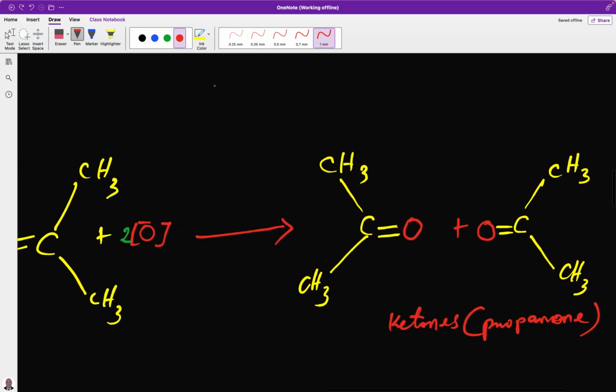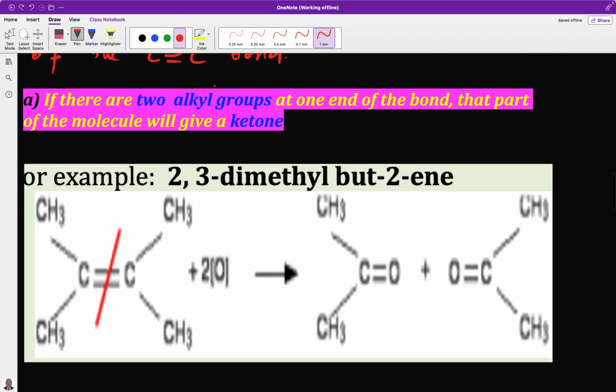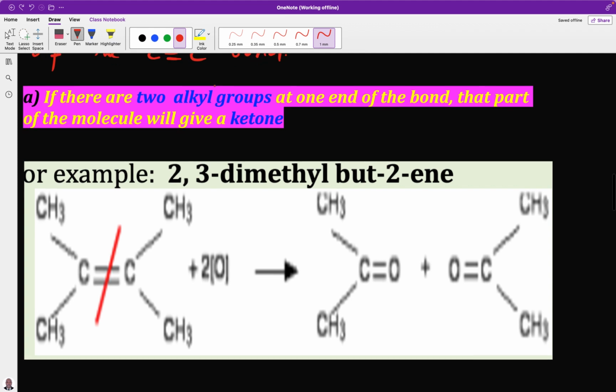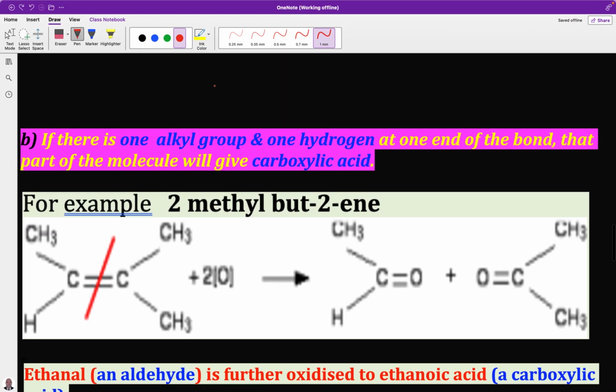Another condition for this, now we are done with two alkyl groups at one end of the bond. The second condition is if there is only one alkyl group and one hydrogen at one end of the bond, that part of the molecule will give carboxylic acid. Our example is 2-methylbutene.